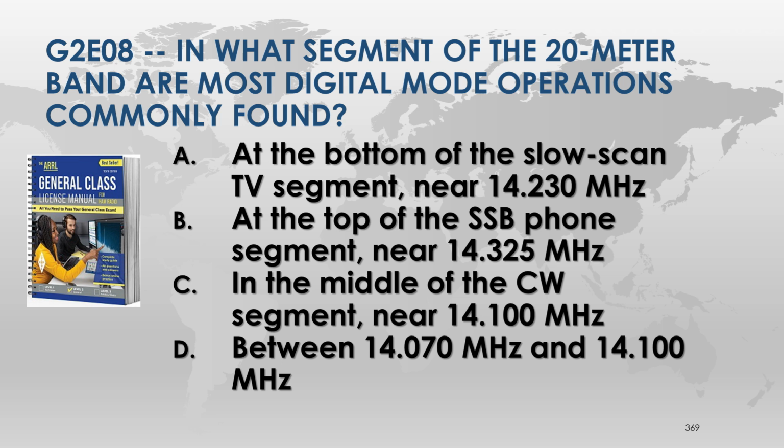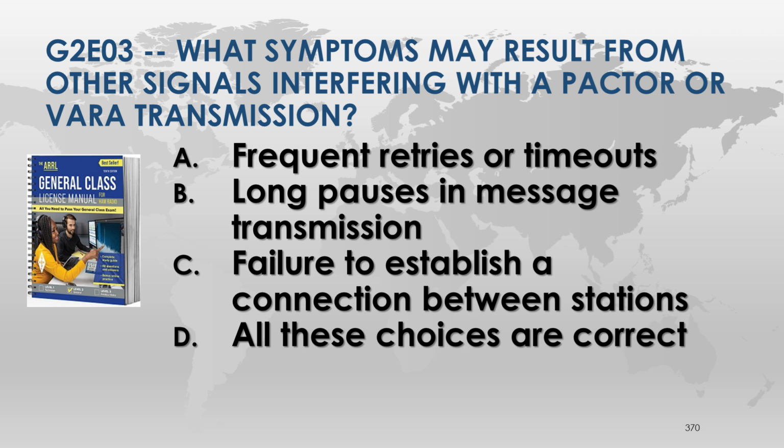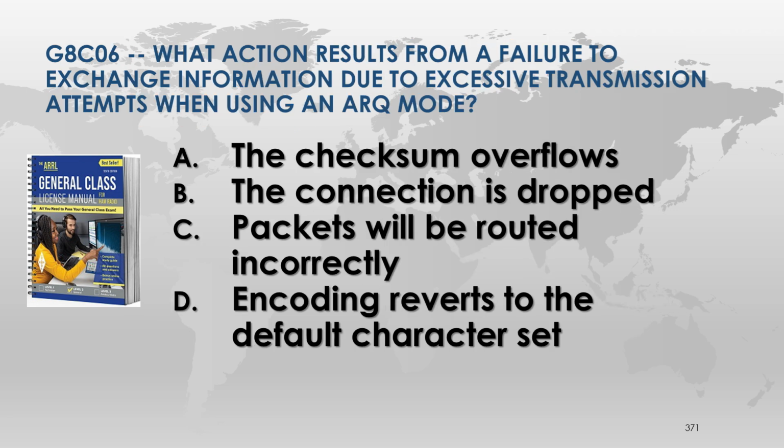In what segment of the 20-meter band are most digital mode operations commonly found? You got a delta. Anybody else? And that's the one right there. What symptoms may result from other signals interfering with a PACTOR or VARA transmission? Delta. All of those is right. What action results from a failure to exchange information due to excessive transmission attempts when using an ARQ mode? Bravo is correct. Checksum can't overflow.